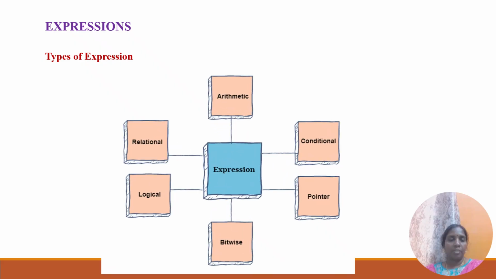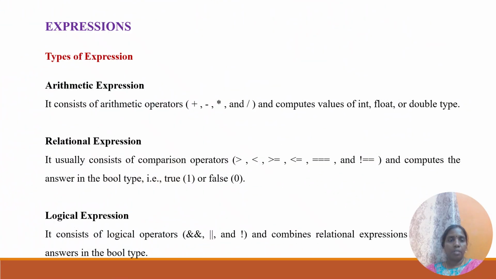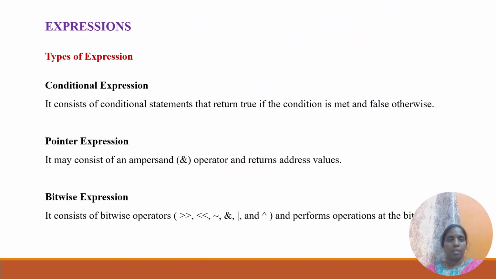So types of expression we can classify into arithmetic, conditional, pointer, bitwise, logical, and relational. Arithmetic is plus, minus, asterisk, and slash. Relational is greater than or equal to, less than or equal to, plus equal to, minus equal to. Logical is ampersand, or, and not operators. The other types are conditional expression, pointer expression, and bitwise expressions.